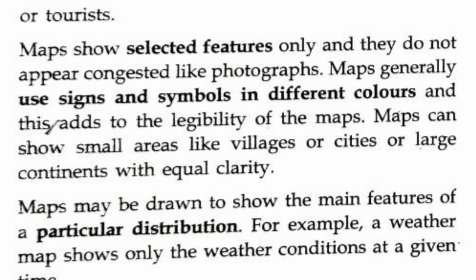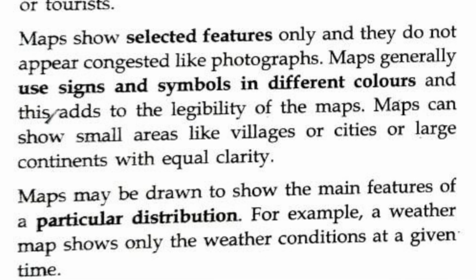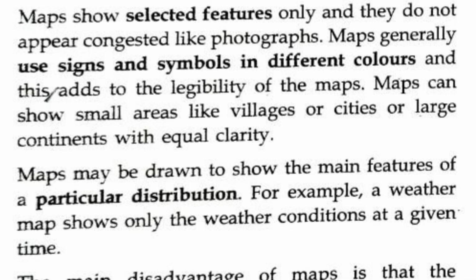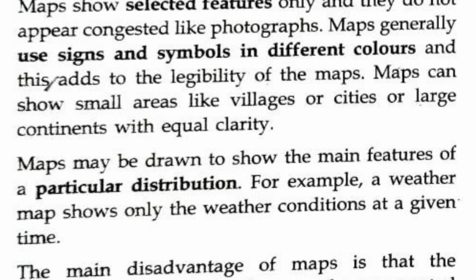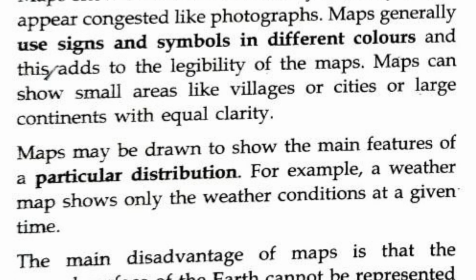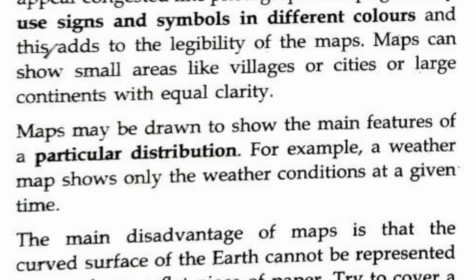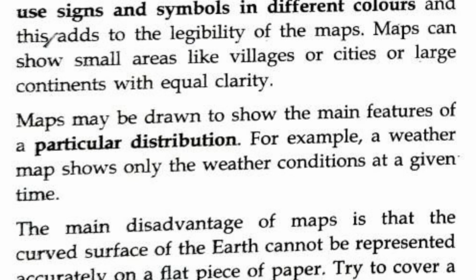Maps can show small areas like villages or cities or large continents with equal clarity. Maps may be drawn to show the main features of a particular distribution. For example, a weather map shows only the weather conditions at a given time.